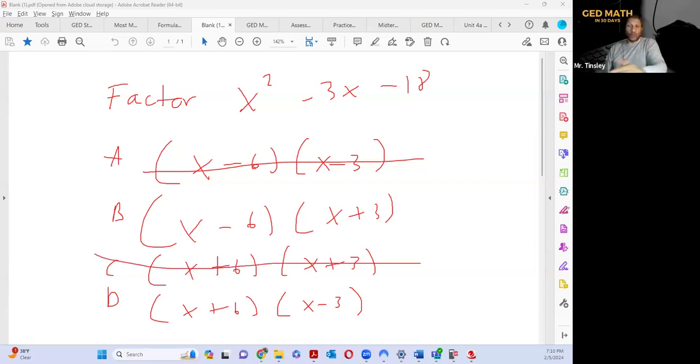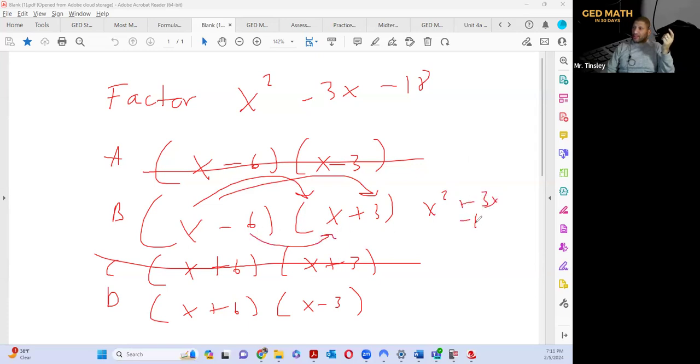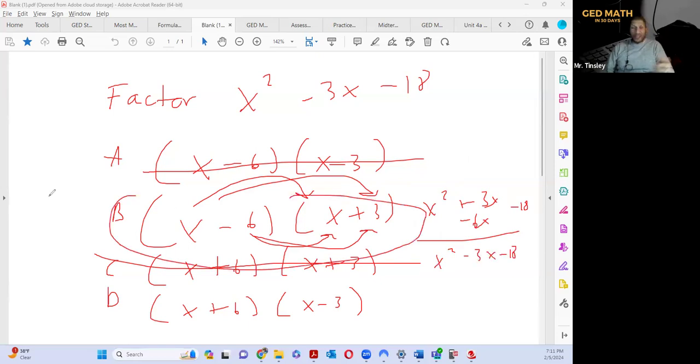So it's C. Now, even if I don't know how to factor this, at least I'm at a 50-50 chance. But then x squared plus 3x minus 6x minus 18. I already know this is bigger. x squared minus 3x minus 18. I'm done. B.